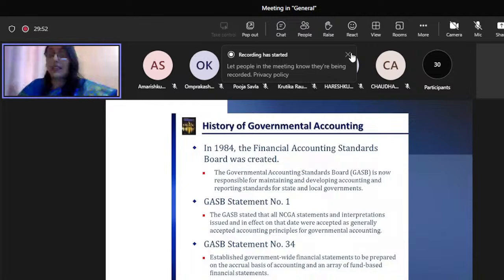All these are managed through the Governmental Accounting Standards Board, and they come out with different notifications. The basic objective now is that they are in the process of conversion from the cash basis of accounting to the accrual basis of accounting.